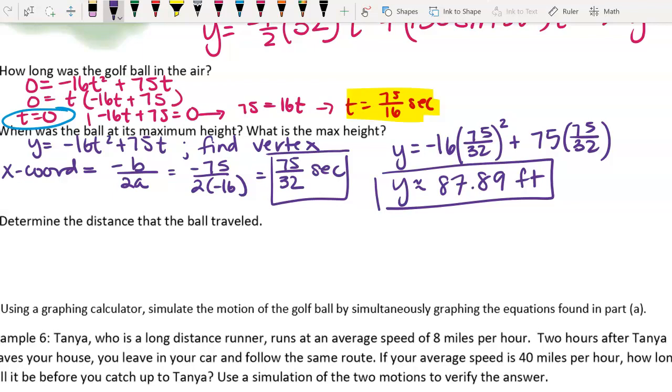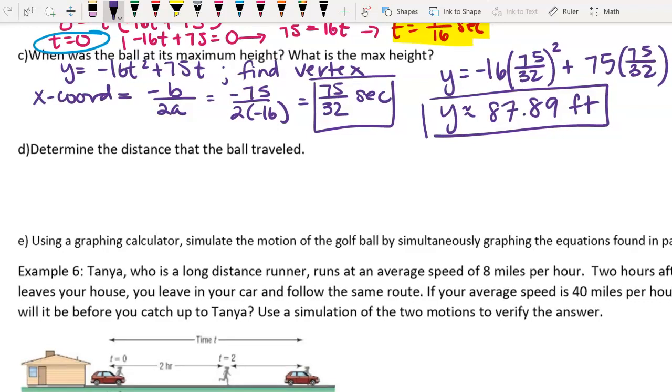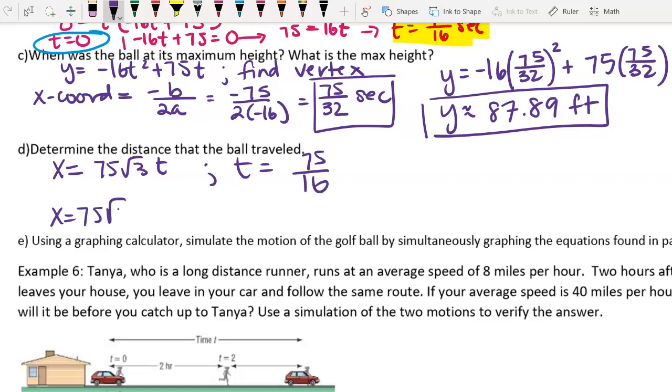All right. Allie, help us read part D, please. Determine the distance the ball traveled. Ooh, now what? Use X because that's horizontal, but what did we plug in? The first time that we found X equals 75 rad 3 times T. What T did we find again? 75 over 16. Thank you. All right, let's plug it in. 75 rad 3 times 75 over 16.